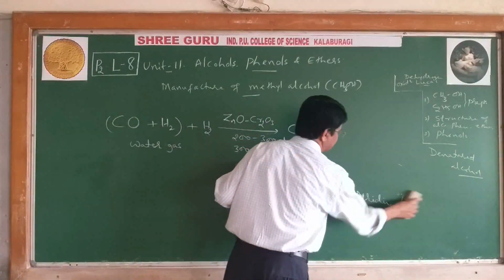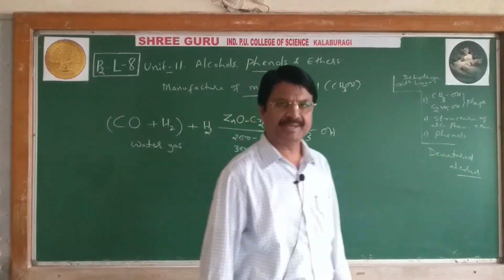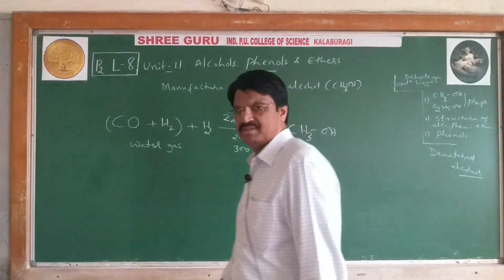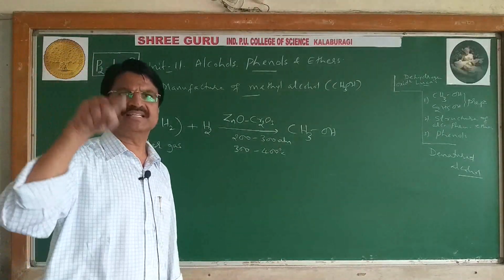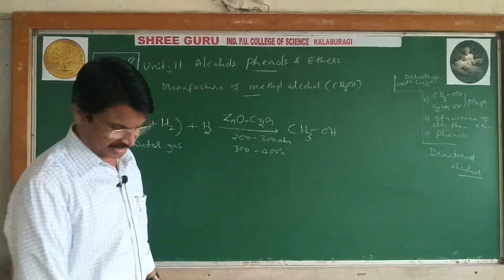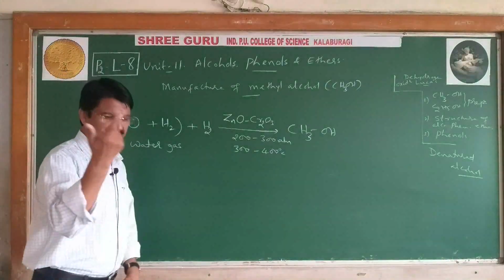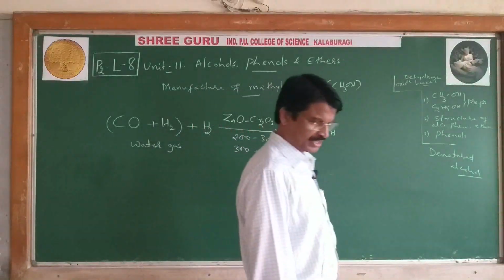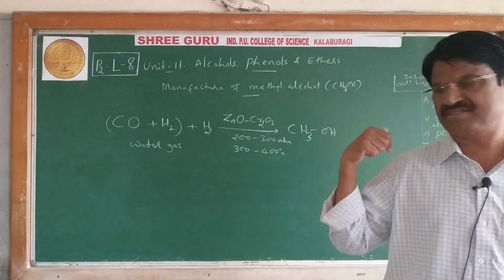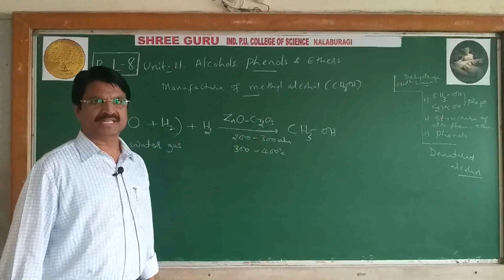Next, methanol is also used in industry to prepare methyl salicylate, which is an analgesic. By using salicylic acid, one can prepare methyl salicylate, and that is used as an analgesic. But to prepare methyl salicylate, we need methyl alcohol or methanol. Methanol is also used in the perfume industry, and it acts as antifreeze in automobile radiators. That is the importance of methanol.